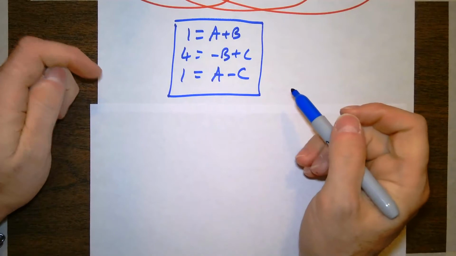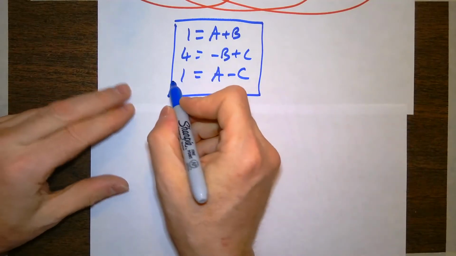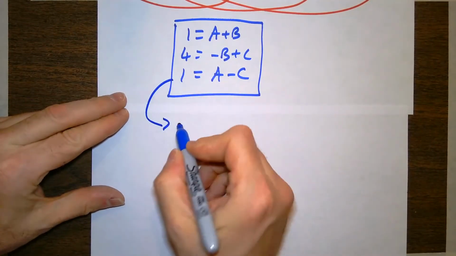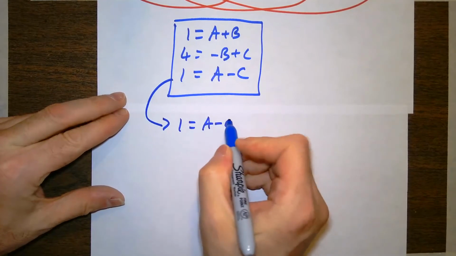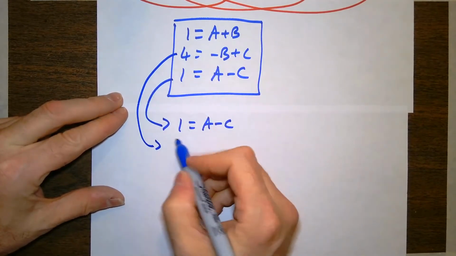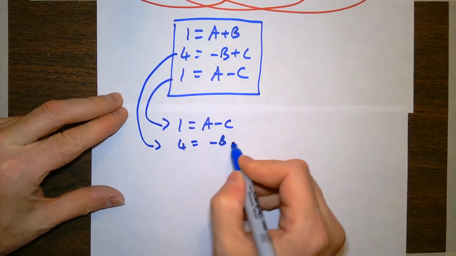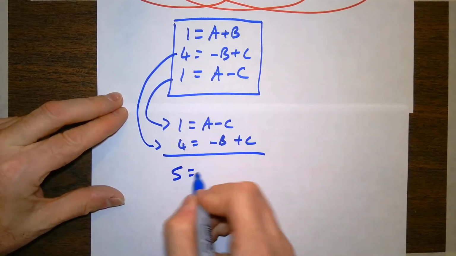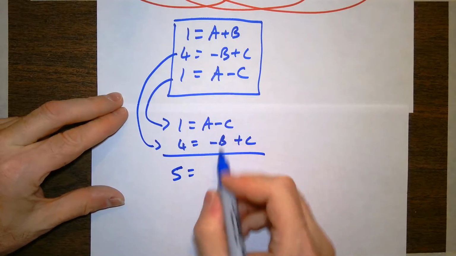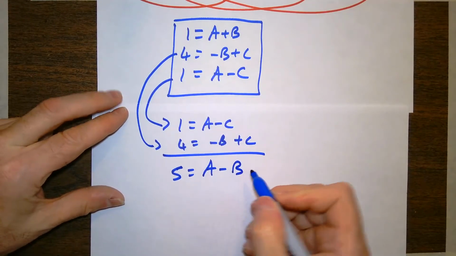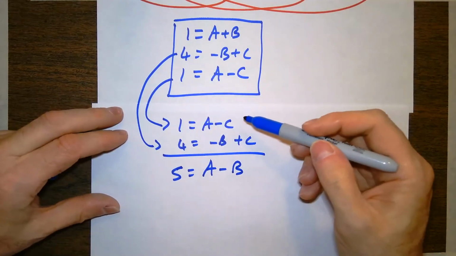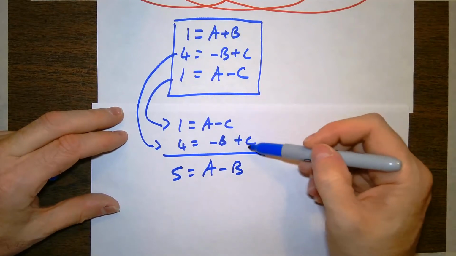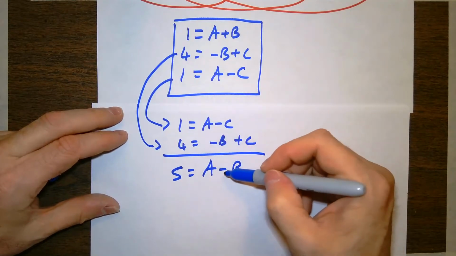I'm going to take these 2 equations and add them together. 1 equals a minus c, and 4 equals negative b plus c. If I add those together, I get 5 equals a minus b. I'm adding the equations together. The c's are going to cancel each other out, and I'm going to have a minus b.